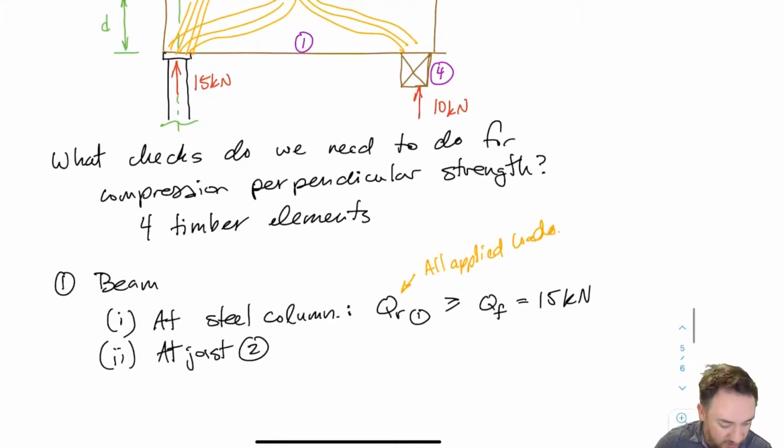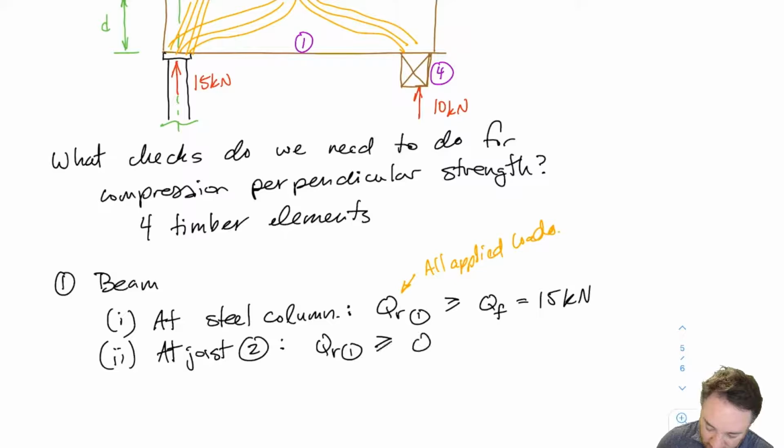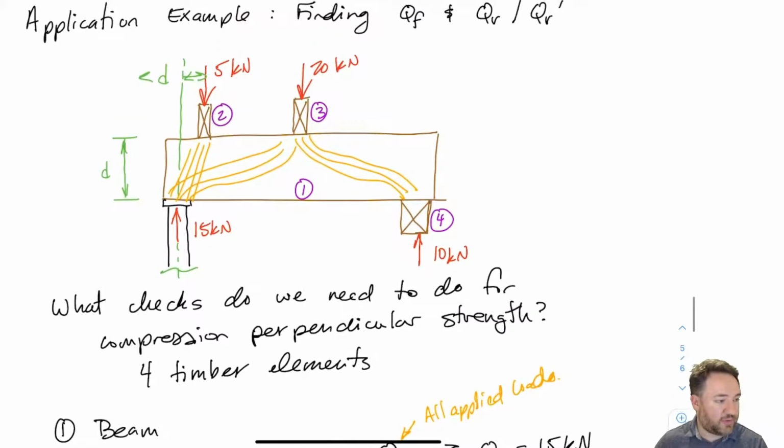Okay, so that's going to be QR. I'm putting a little 1 here just to indicate that it's the resistance of beam number 1. So it's the strength of beam number 1 that's going to come into play in this QR. And for this one, the QF is the load of the joist onto the beam, which is pretty straightforward. Joist number 2 is applying 5 kilonewtons to the beam. So the beam must have a resistance of at least 5 kilonewtons to that load.